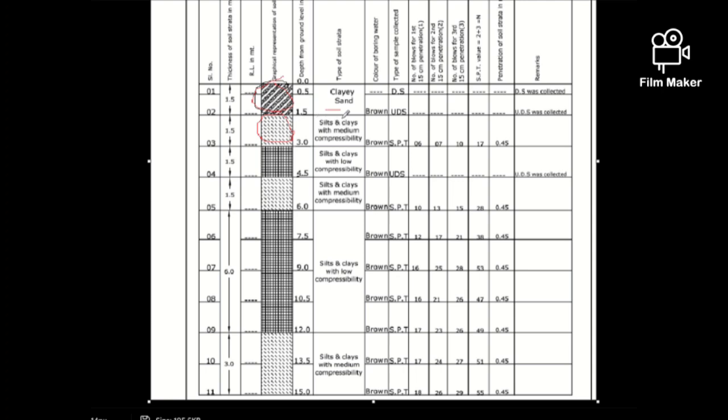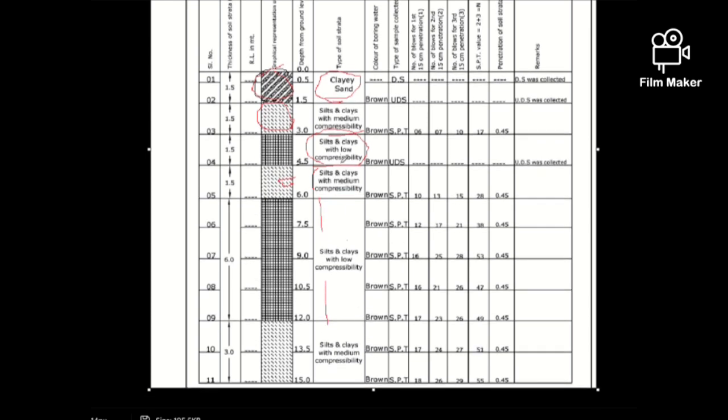Here we have some identification names, such as sandy clay, as a classification of the soil. So it is the type of soil of the strata. Up to 1.5 meters it is clay sand, then it changes to silt clay with medium compressibility, and then silt clay with low compressibility. The soil strata changes, and also up to here, 6 to 12 meters. The 6 meters is the same soil, silt and clay with low compressibility. So we have to represent that.